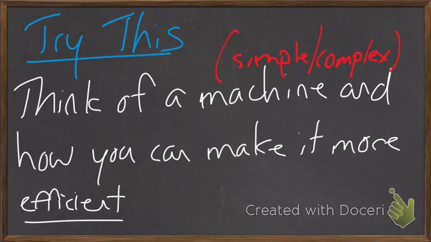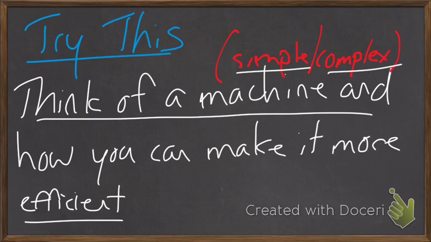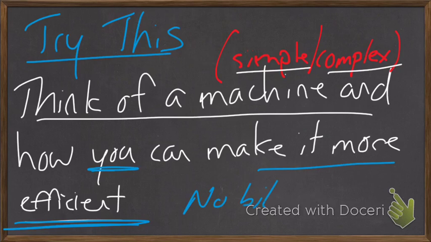Let's give them a task. We want you to think of a machine. It can be a simple machine, it can be a complex machine. Any sort of machine except for a bike, because we've already done a bike. And tell us how you, as an individual, can make it more efficient, or even how society has made it more efficient in general. Don't use a bike and don't use a light bulb because we've talked about those two things. But give us some sort of machine and the solutions you can suggest to make that machine more efficient.